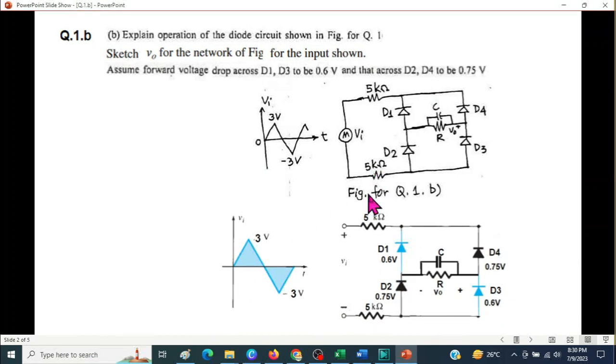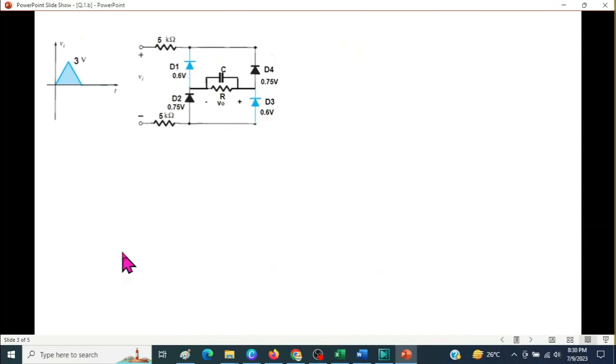In the neat diagram, we have just shown all this. This is 0.6, 0.6, 0.75, and 0.75. So we'll work with this diagram. Let's take the positive half cycle first of all. For the positive half, top will be positive and this is negative.